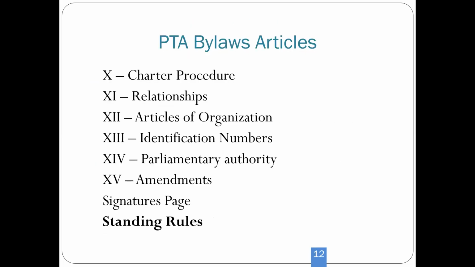Continuing on with the articles, charter procedure is in there. Relationships with the district, state and national PTA. Articles of organization, your identification numbers are in section 13. That would include your tax ID number, your state ID number, national number, your charitable trust number. All of those numbers are listed. And then any amendments, the amendment process is in section 15. Then you have your signatures page, very important. We'll talk more about that later, and your standing rules.